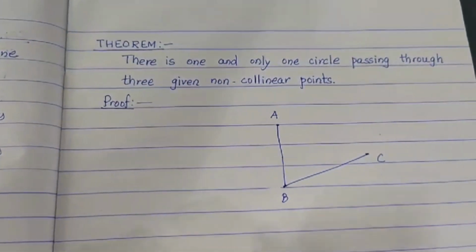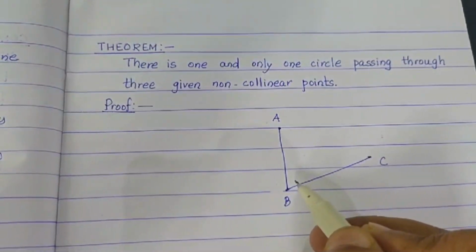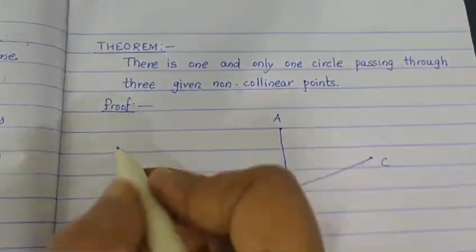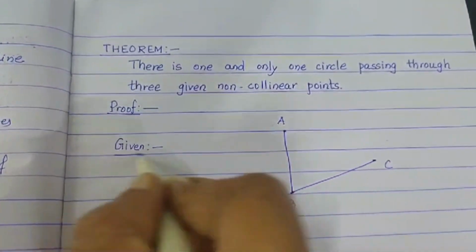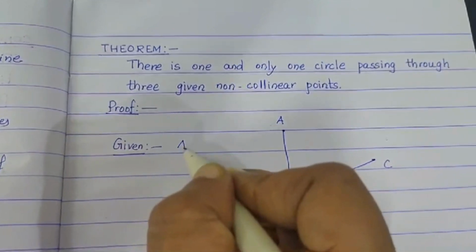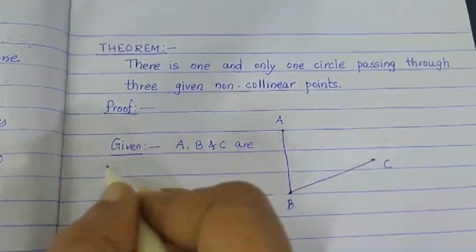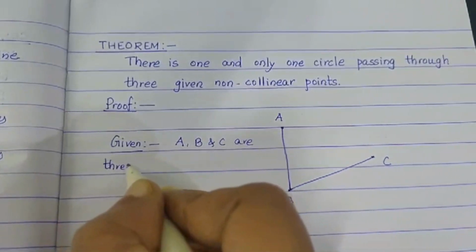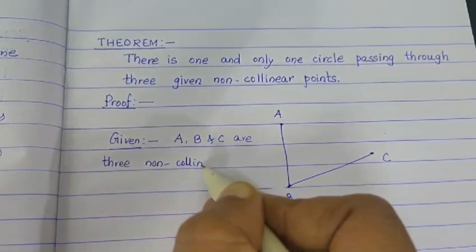Now what we will do is one construction. Given is only 3 points, 3 non-collinear points. Given: A, B and C are 3 non-collinear points.